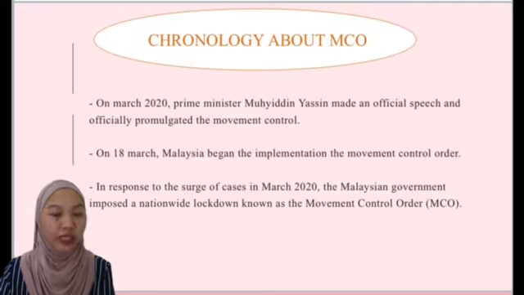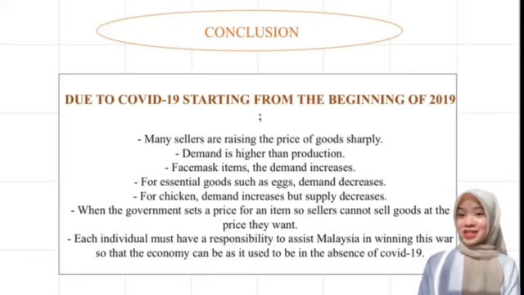until 14 April. In response to the surge of cases in March 2020, the Malaysian government, led by Prime Minister Muhyiddin Yassin, imposed a nationwide lockdown known as the Movement Control Order (MCO). The conclusion is that due to COVID-19, starting from the beginning of 2020, the government or many sellers are raising the price of goods sharply. The rising price factor is also because demand is higher than production.